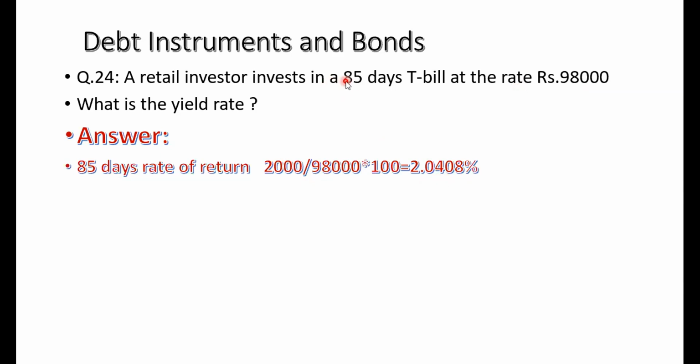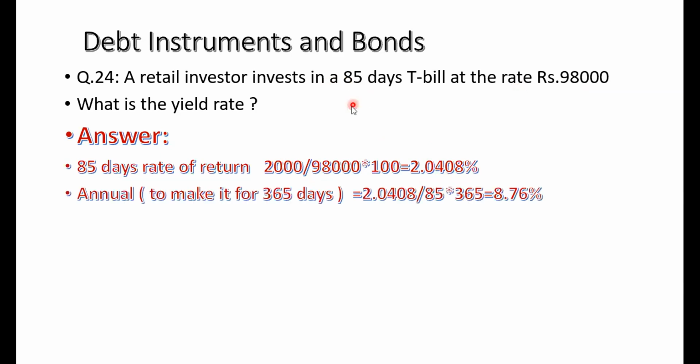But you have to always calculate for 365 days per annum. Divided by 85, multiplied by 365. 8.76 is the return. Agreed? In the same way, it will be twisted in any way. Questions 23, 21, 22, 23, 24, all you can easily do, provided you practice. Just like that, it comes.